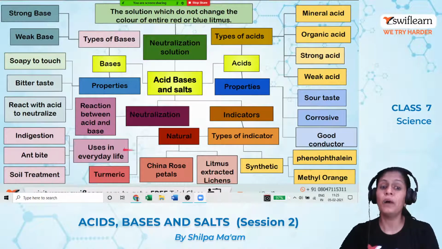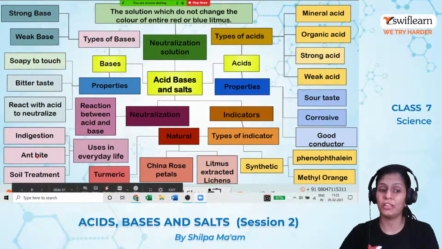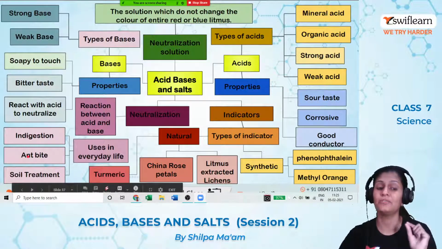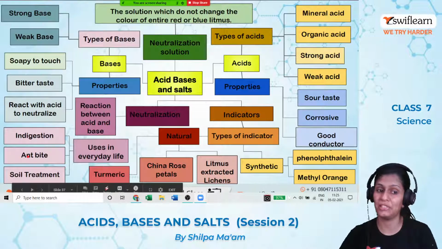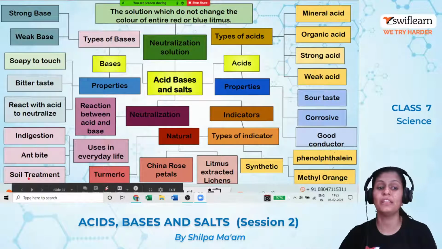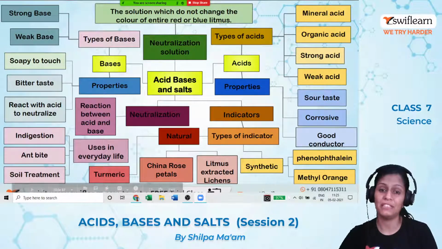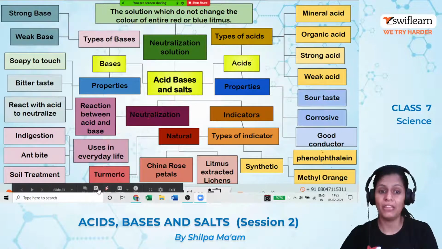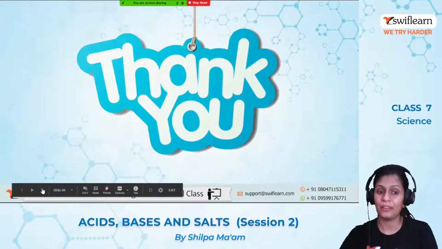Now, how can we use neutralization reaction in day-to-day life? It's basically to relieve us from indigestion, and if an ant bites us, we need to treat it. We can use neutralization in that. And in soil treatment, if it is acidic in nature, we can basically treat it with calcium oxide and calcium hydroxide. So this is what we have done today.